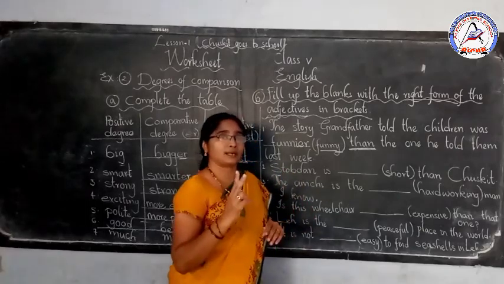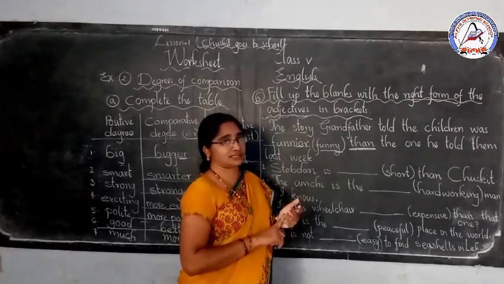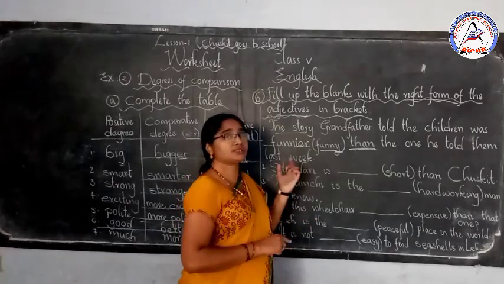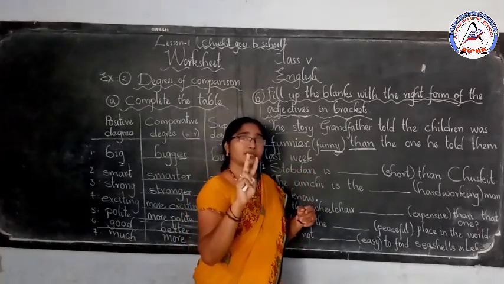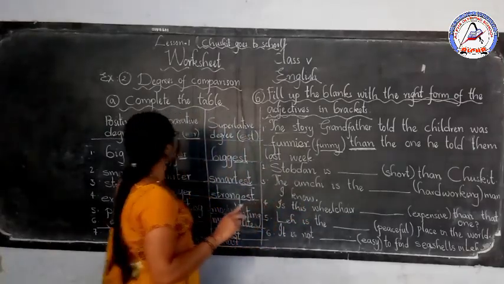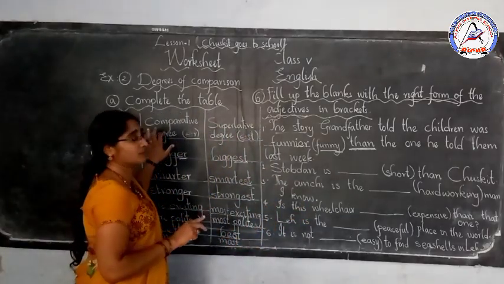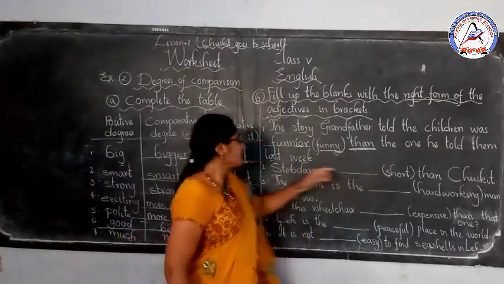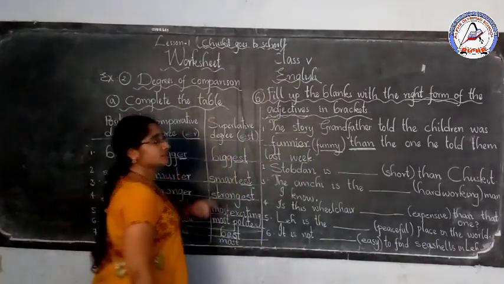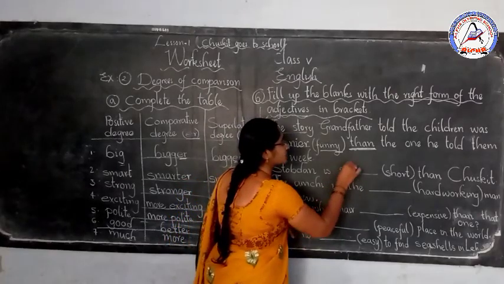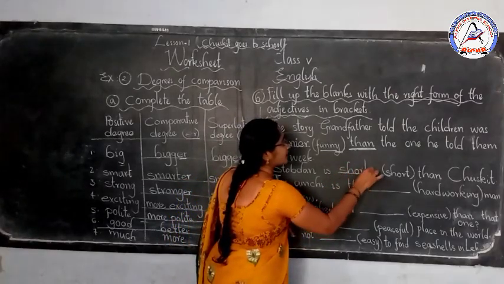So here two people are compared. One is stop then, one is Chesky. So who is short here? Stop then is short. So what you have to do when two things are compared or when two people are compared, you have to use the comparative form. So short will become short, shorter, shortest. So which one you will use? Yes, you have to use comparative form. Short will change into shorter.